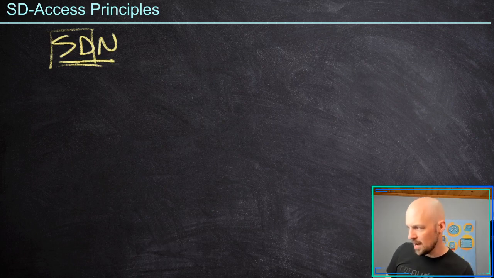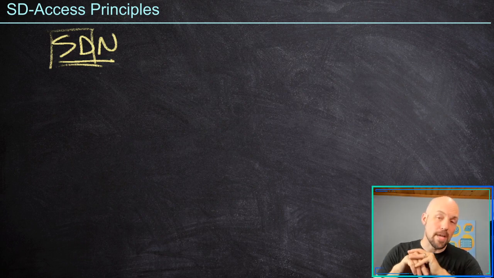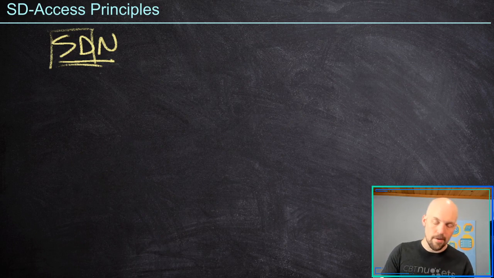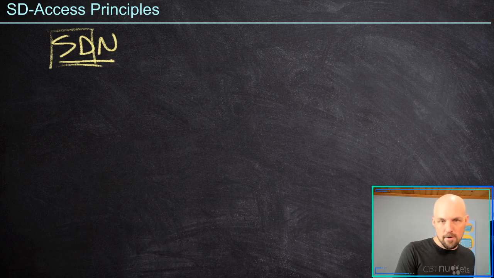All right, what am I trying to say, really? Here's what I'm trying to say. We're going to build a software layer for our networking. We're going to abstract. This concept of abstraction can sometimes cause confusion as well, so stick with me if it does. We're going to abstract our network topology away from our physical underlying topology.